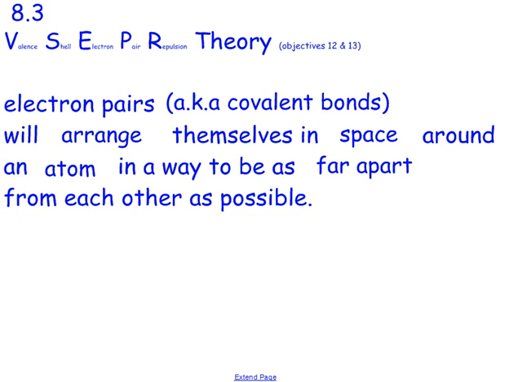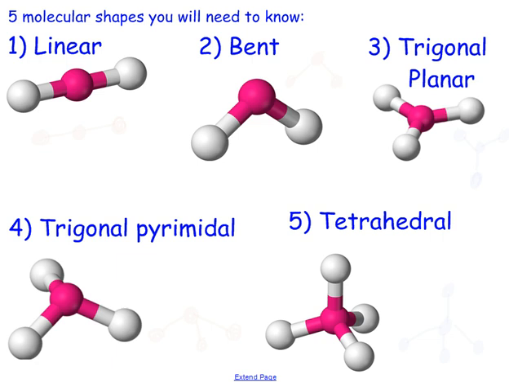Now there are lots of different shapes. You're going to be responsible for just these 5. There's a linear shape, which may be more easily represented by this drawing. There's a bent shape, that might be drawn this way. Trigonal planar. Trigonal because it kind of forms a triangle. Planar because all four of these atoms are in the same plane.